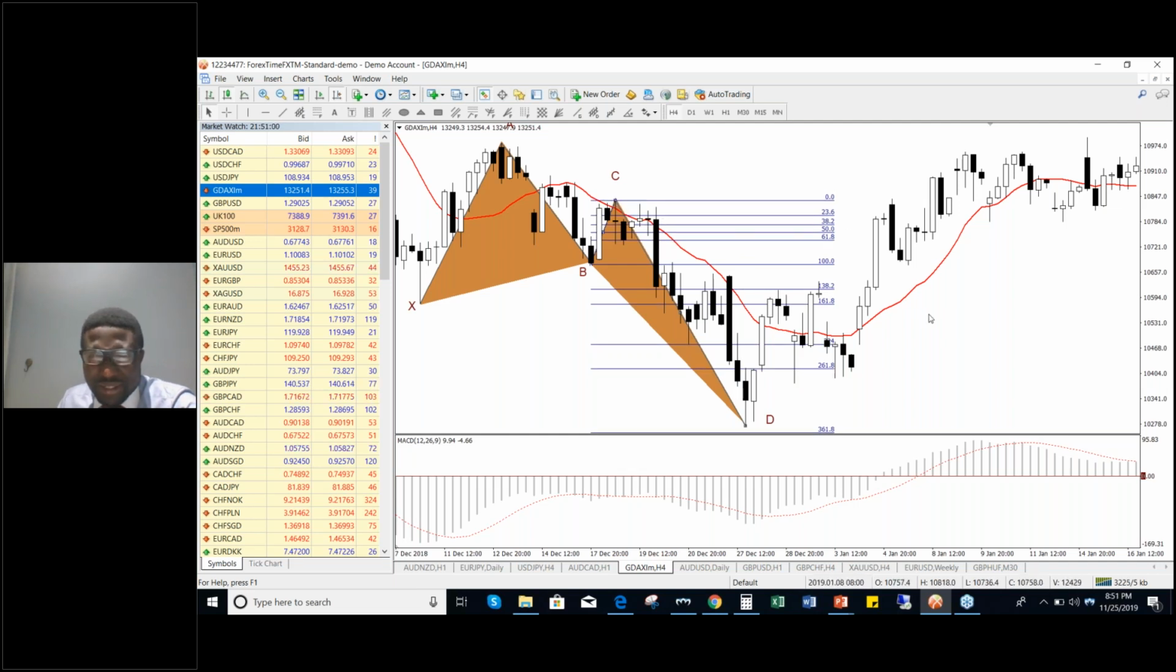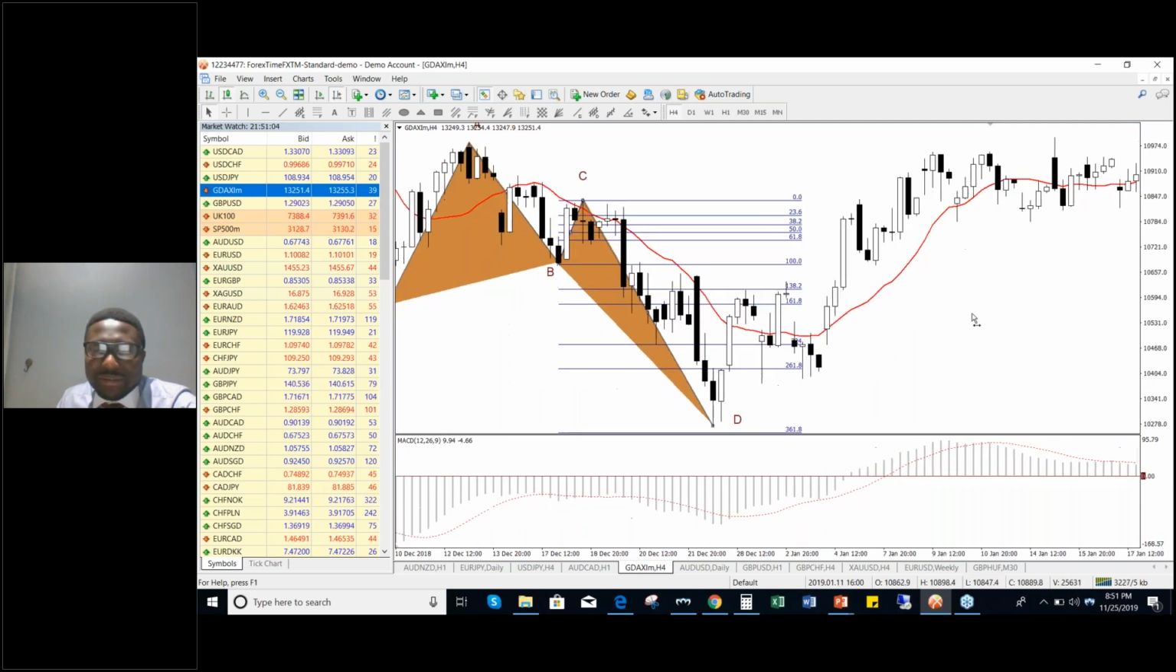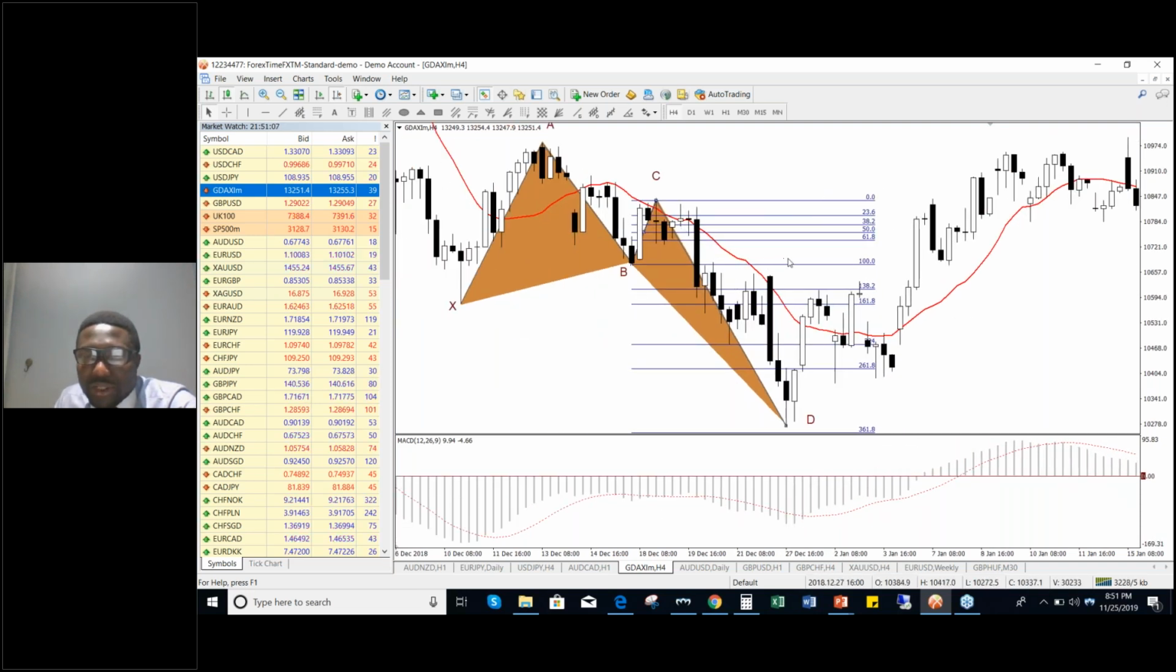Wow, that's it. So somebody tell me, point C, what do we have? Price breaks 100, 138.2, 161.8, 224, 261, but doesn't get to 361. But it's between 261 and 361. So this is a 261, as it were. It's a 261, no, 361, right?